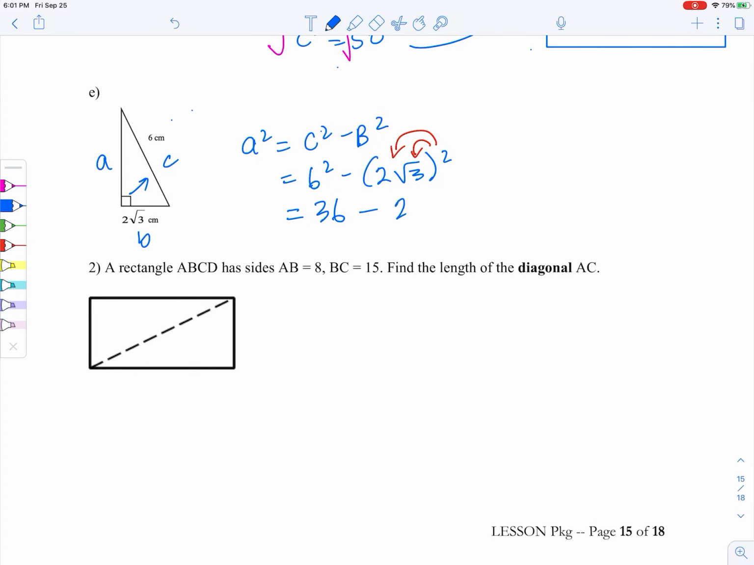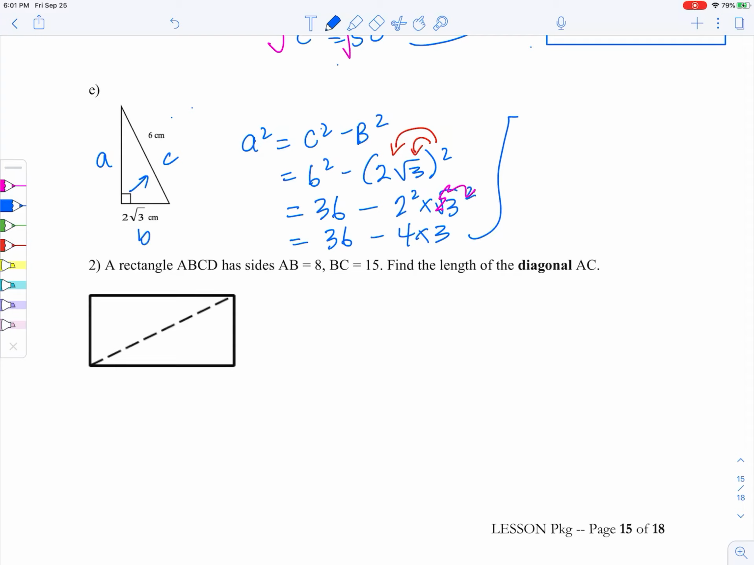So that's going to be 2 squared times root 3 squared. So that's 36 minus 4 times the square of a square root. They cancel each other out, so 4 times 3. So I get a squared equals 36 minus 12. So a squared equals 24.